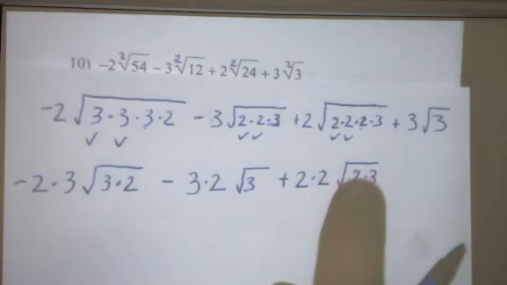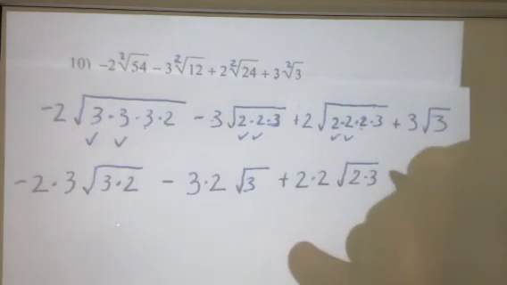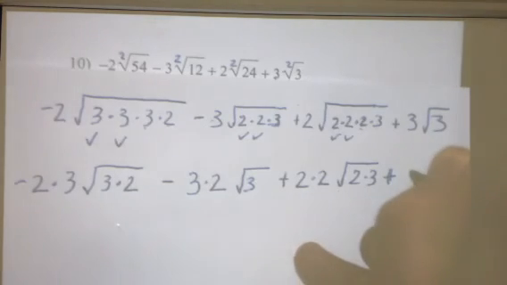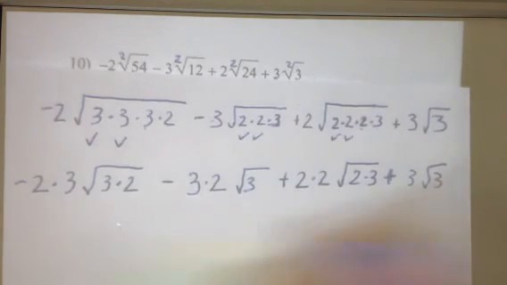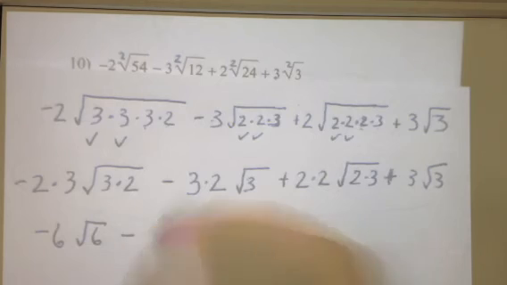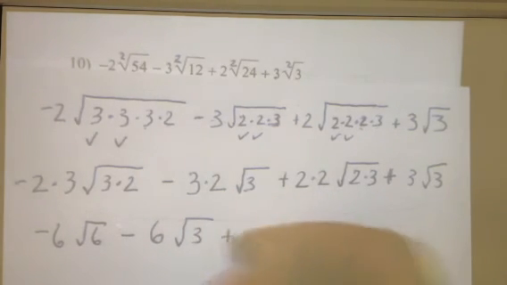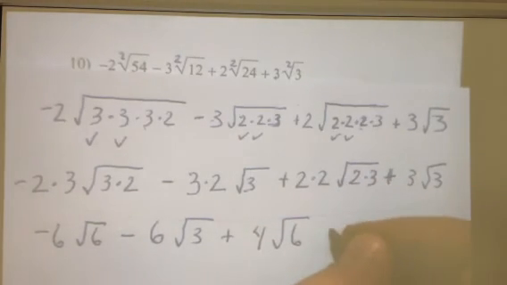So what you see there is this radicand, 2 times 3 is going to be 6. This radicand, 3 times 2 is going to be 6, so they're going to be the same. And finally, 3 radical 3. So just to show that this is true, let's start simplifying these. And we've got negative 6 times the square root of 6 minus 6 times the square root of 3 plus 4 times the square root of 6 plus 3 times the square root of 3.